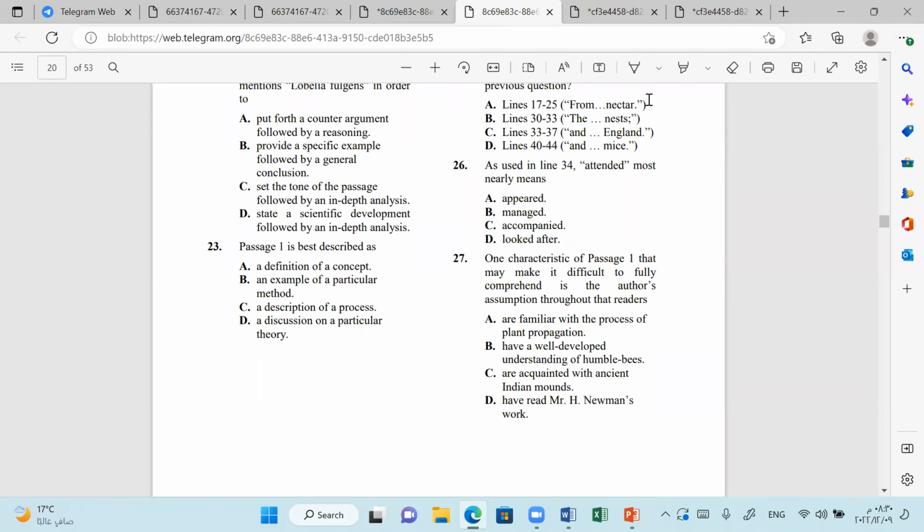Which word? I will ask you guys, you can raise your hands, okay? Did you find a definition of a concept, a method, a process, or a theory? Which one did you go for? Which one would you go for, and you have seen in the blurb? Yes, Ahmed. Go ahead.